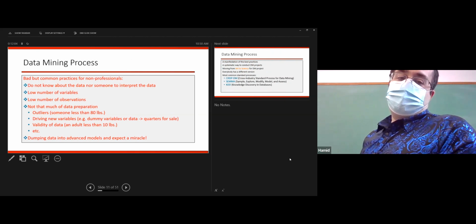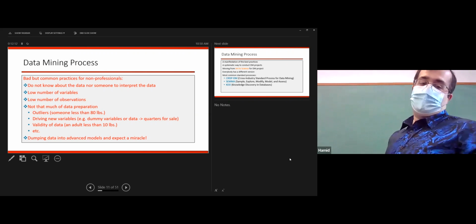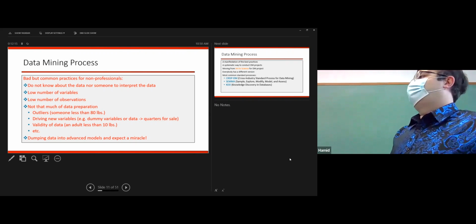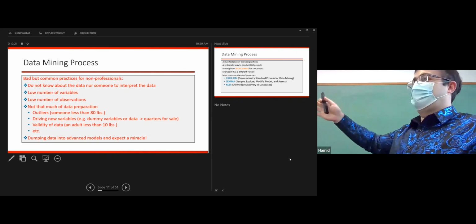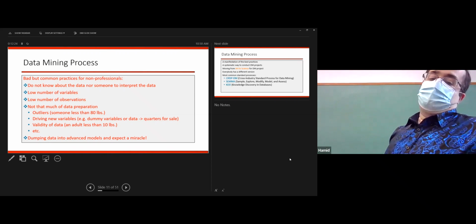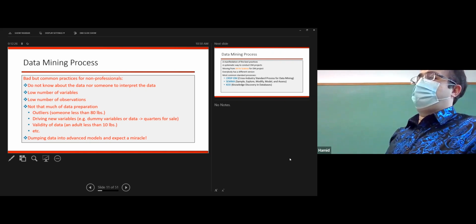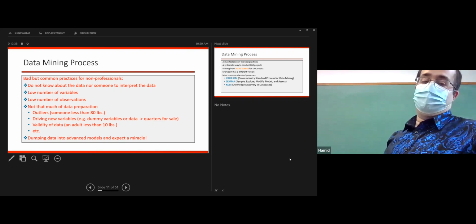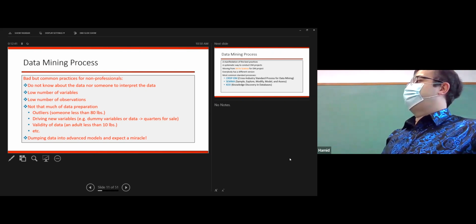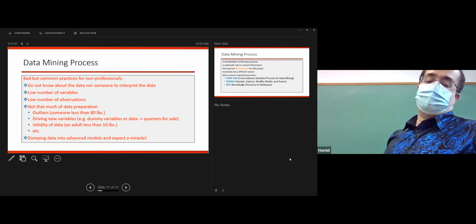These are the most common things that I see non-professional people do. For example, they don't know what kind of data they are working with. They don't have any clue about the data, they just see some columns. You should understand what you're working with, especially for your project. You need to know what each variable means, not just dump them in the algorithm and expect a miracle. The number of variables shouldn't be too low, and the number of observations shouldn't be low.